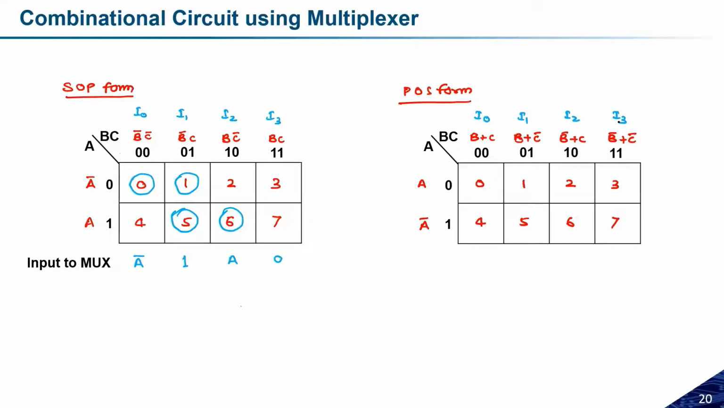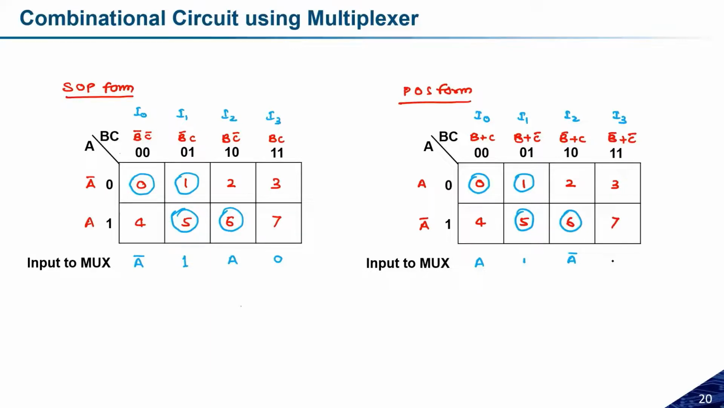And similarly, let us see the encirclement like this only. So what will be the input of this multiplexer? The input will be A. And here, where both are encircled, it will be 1. Similarly, if you have this one, it is A bar. So this is how it will be. This is how you can do that.